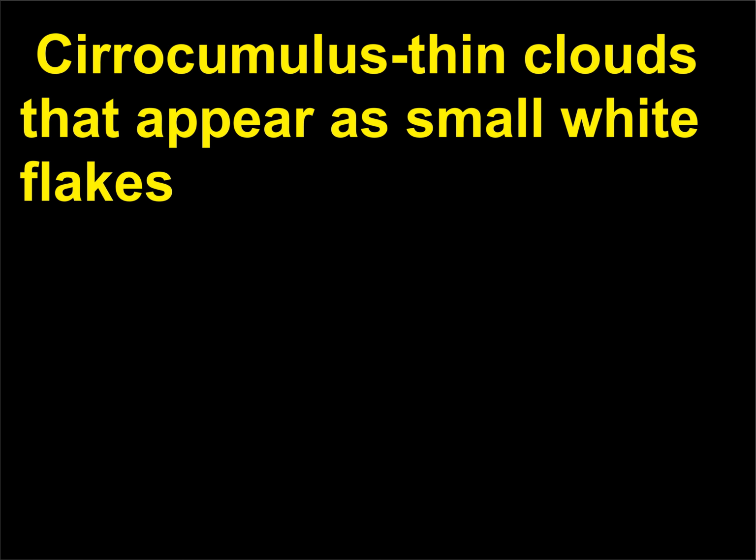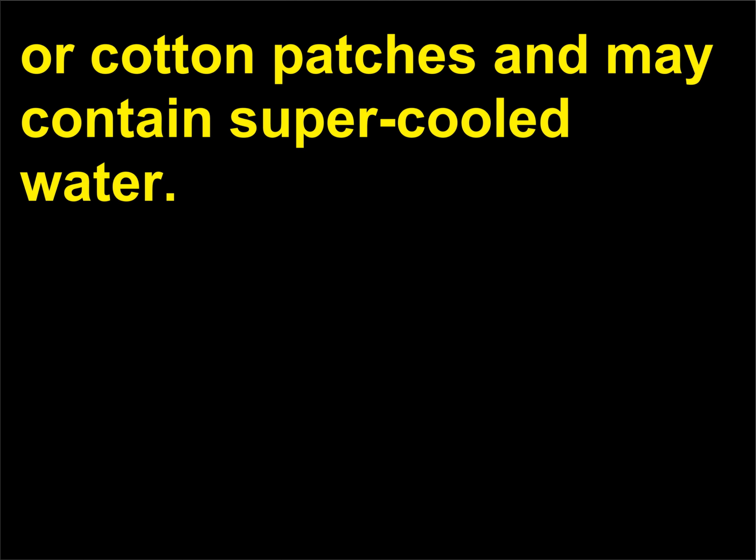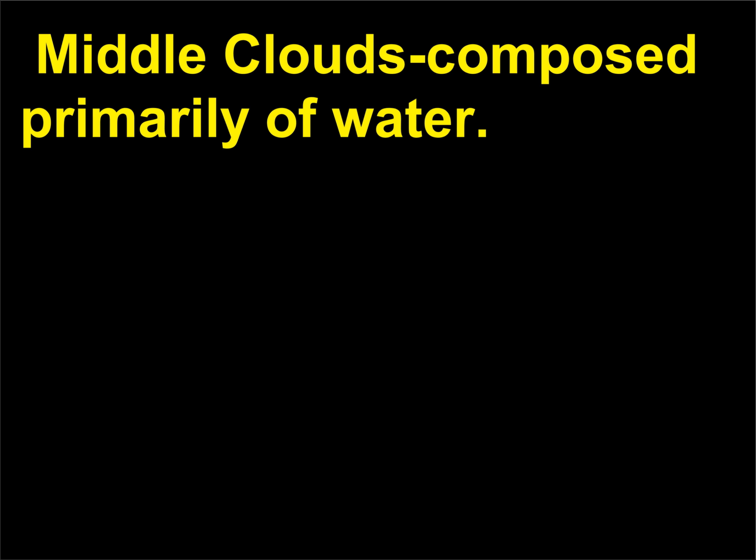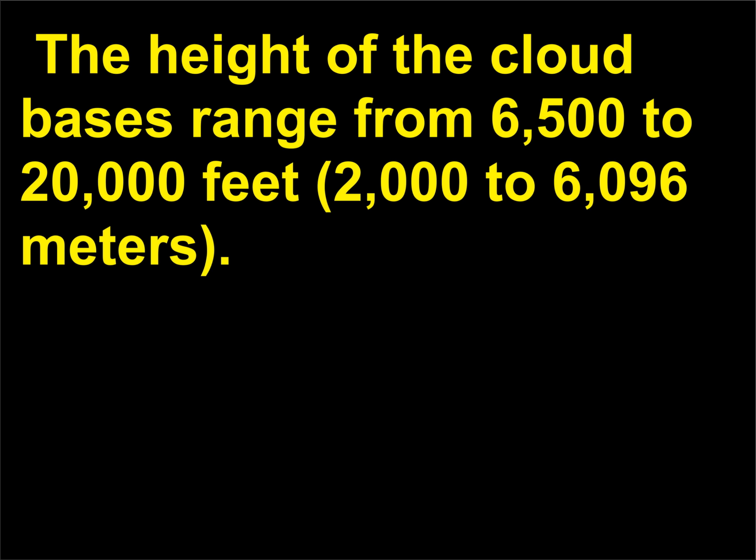Cirrocumulus are thin clouds that appear as small white flakes or cotton patches and may contain supercooled water. Middle clouds are composed primarily of water. The height of the cloud bases ranges from 6,500 to 20,000 feet, 2,000 to 6,096 meters.